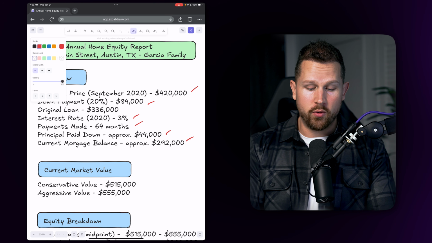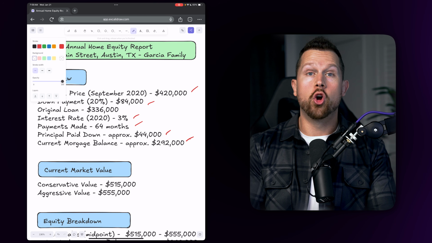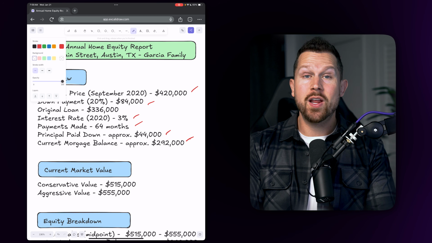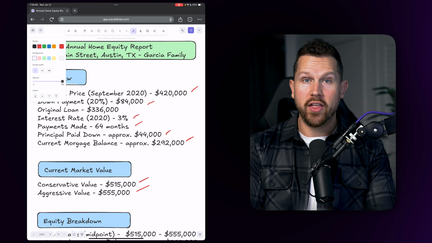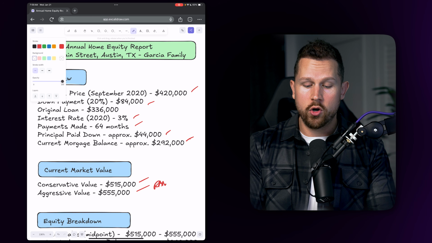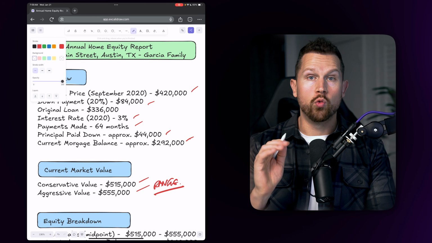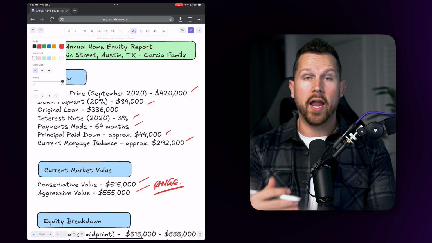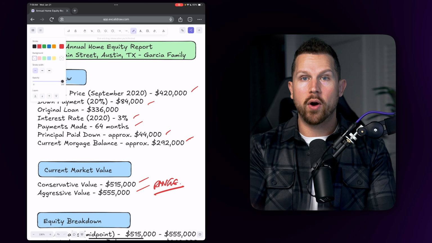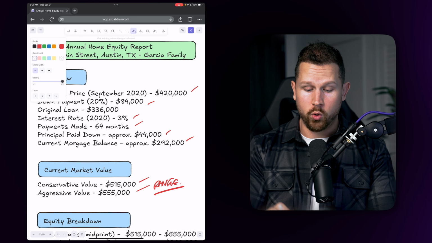So we can look and say, okay, conservatively, based on the current market, the property would be worth anywhere from $515,000 to $555,000, which is that important range. Really critical, because this is going to be your secret to opening up dialogue in order to get the listing presentation, which again, this works wonders.